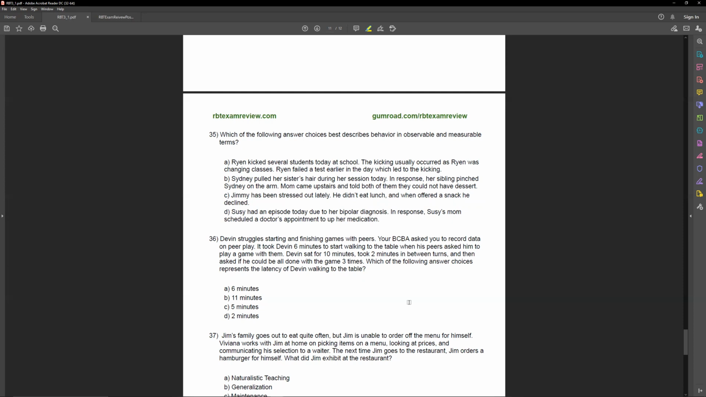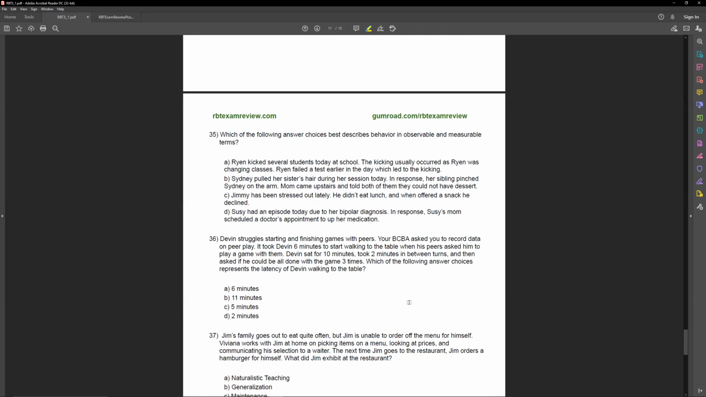We want to avoid that. We want to be objective. We only want to say what happened, okay? We can hypothesize functions at a later date, right? But when you're observing and measuring, and you're describing, only write what happens, okay? So A is decent except for the assumption at the end, okay?